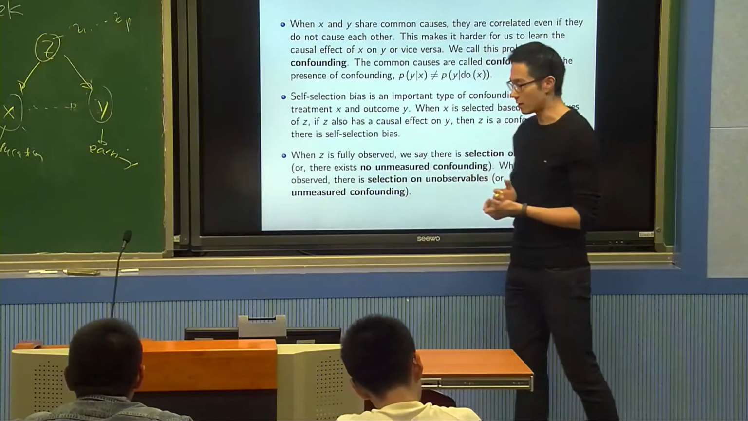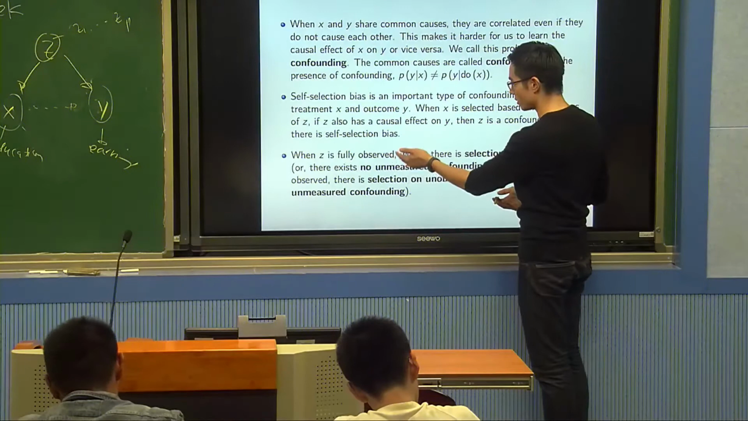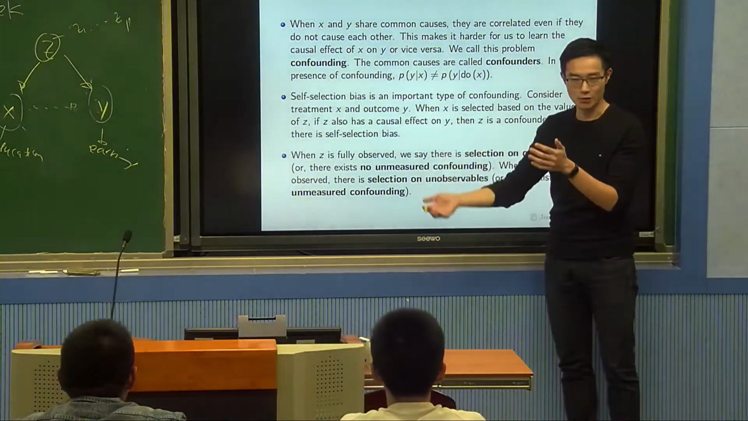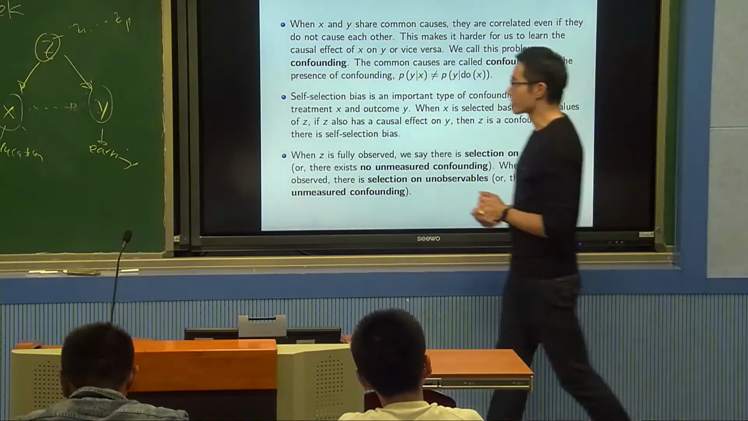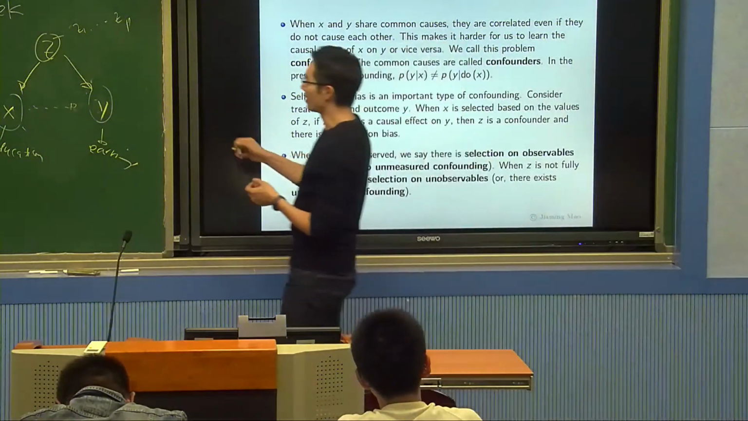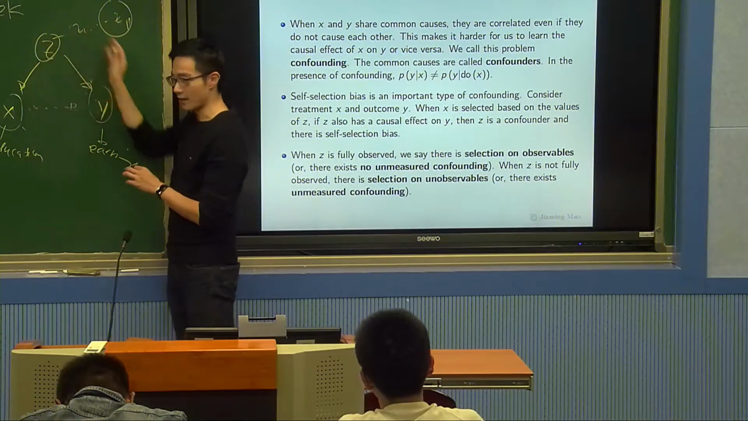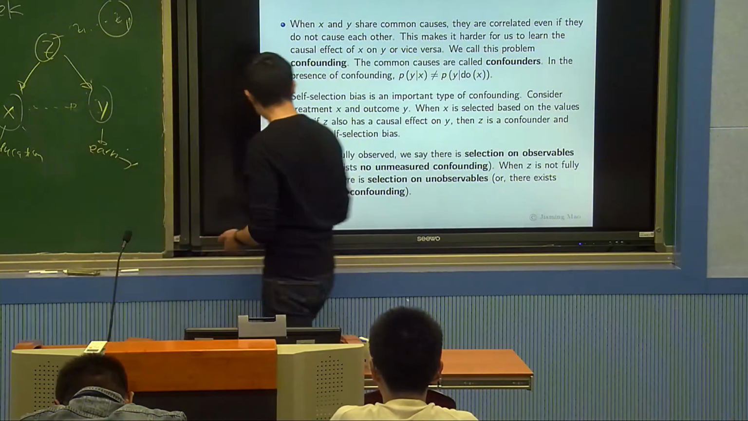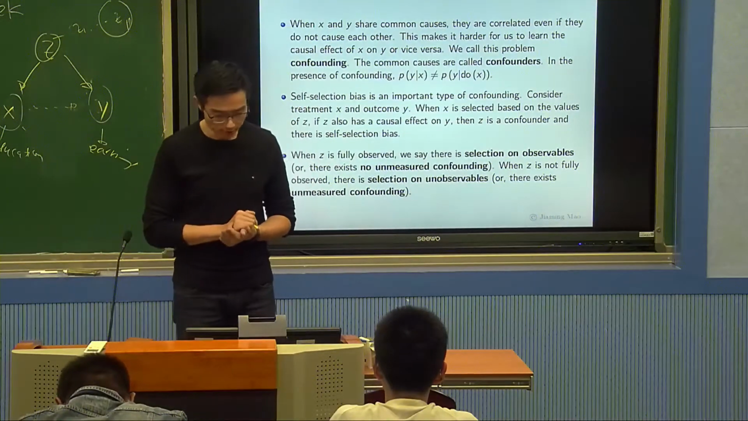Now in statistics, when people talk about causal inference, there's another saying which says no unmeasured confounding. So every confounding has been measured. We see them all. When Z is not fully observed, we say there's selection on unobservables. So some selection happens on unobservables. Some Z are not observed. We don't see them. But there's still selection in fact, or there's still confounding. In that case, we say there's selection on unobservables, or we say there is some unmeasured confounding.